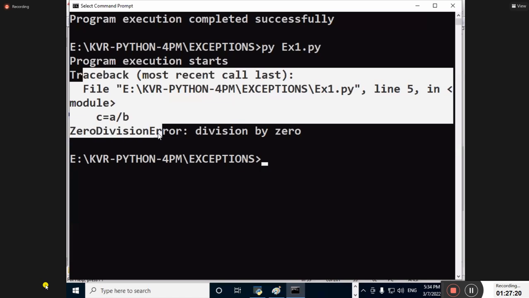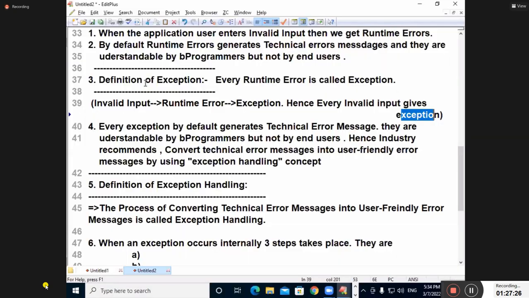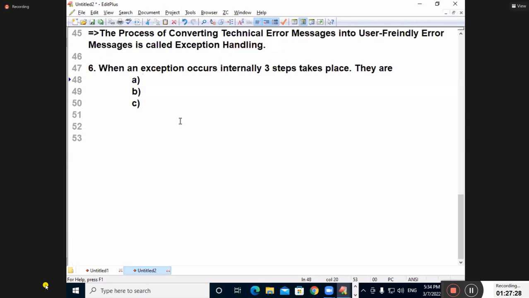Did you understand my point, students? Tell me. Now I am going to give you. How many points are taking place? Number one. Program execution terminated abnormally. Program execution terminated abnormally. First point.